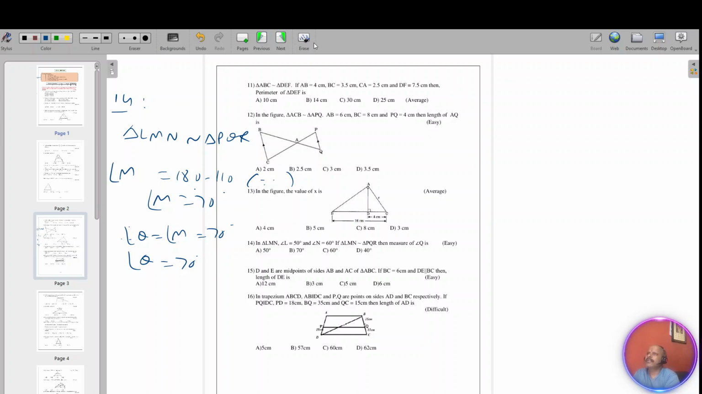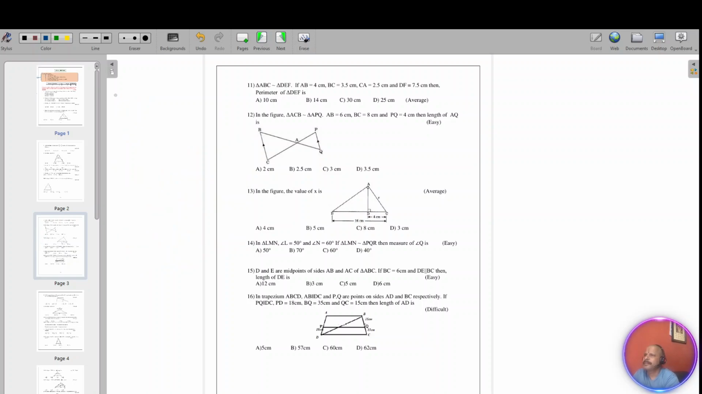Okay. We'll see the 15th one. This is important question. 15th one is important. Mark it as important. See, ABC is a right angle triangle where DE is parallel to BC, they have given. BC is 6 centimeter. Length of DE they asked and they said these are the midpoints. Means I'll assume these are equal.